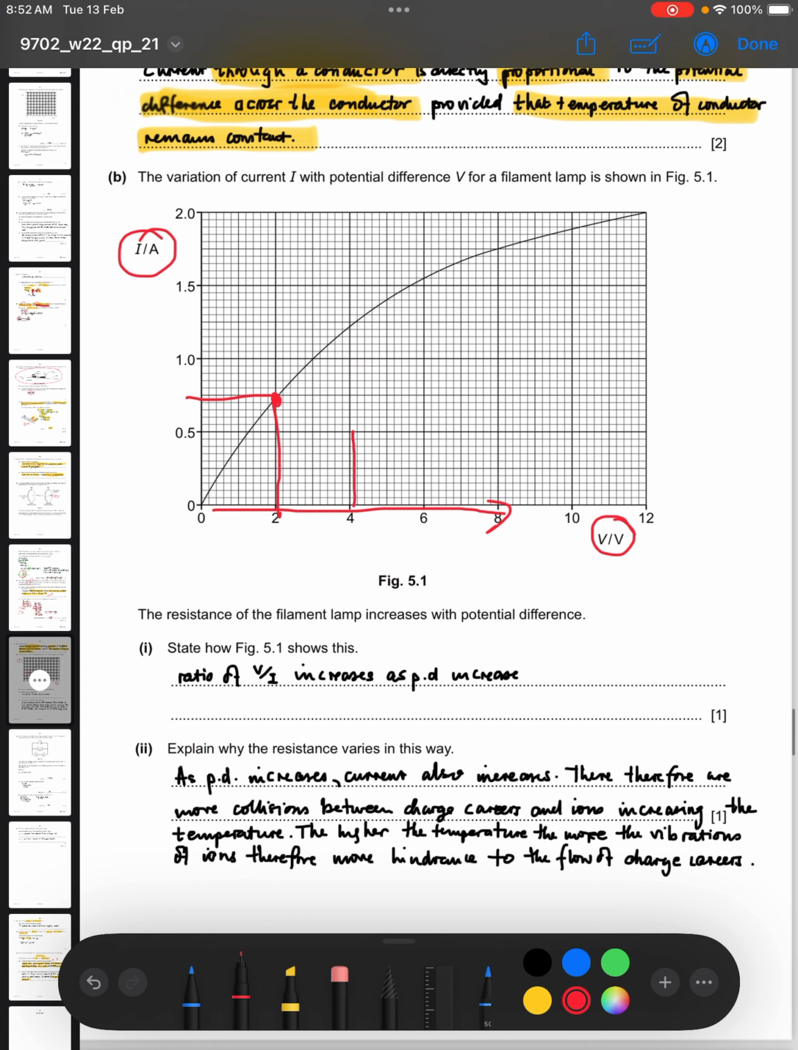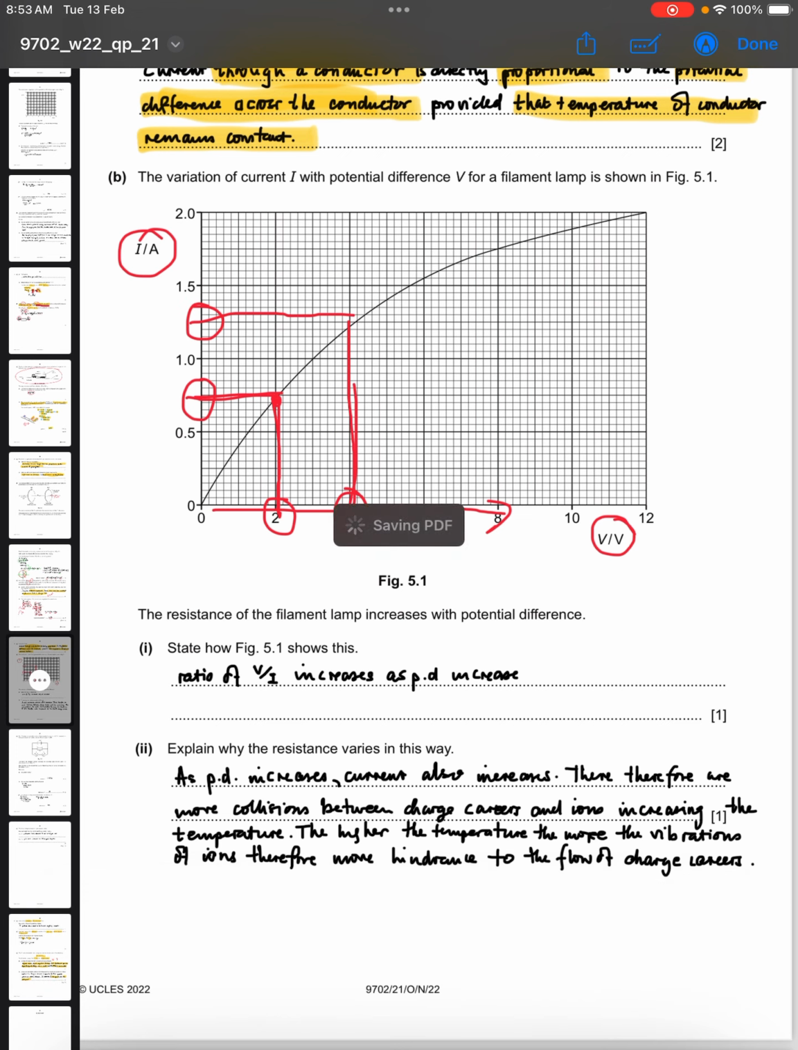So if you come here, potential difference is 4 divided by current, which is, let's say, 1.25. So as you can see, we are dividing voltage 2 by current 0.75, sorry. But here, even though the voltage has been doubled, the current has not been doubled. Current has changed from 0.75 to 1.25. If it had been doubled, it would have gone to 1.5.